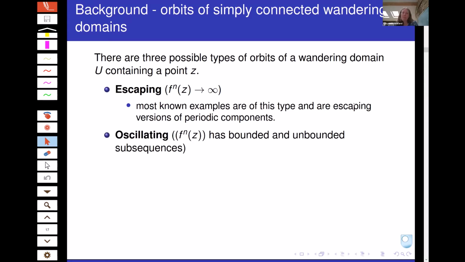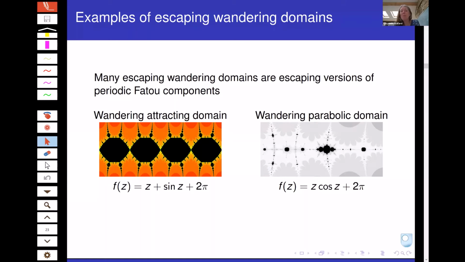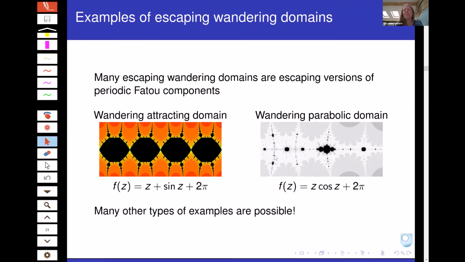So you have oscillating ones. Okay, so when you look at these, you might think, oh, maybe all the escaping ones are escaping versions of the periodic ones, and then I think life would be very simple. But actually, that's not the case. You can get all kinds of interesting behaviour, lots more different types of behaviour. So these are the nice, simple ones, but there's a whole world out there of different types of behaviour that can happen as well.